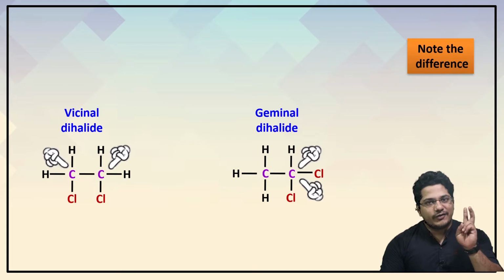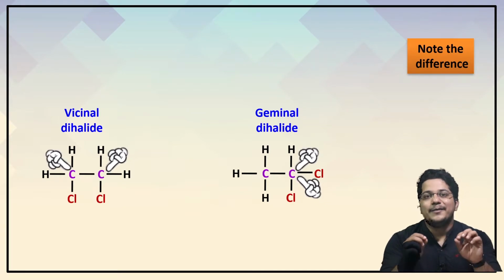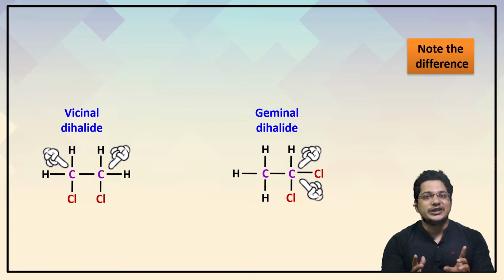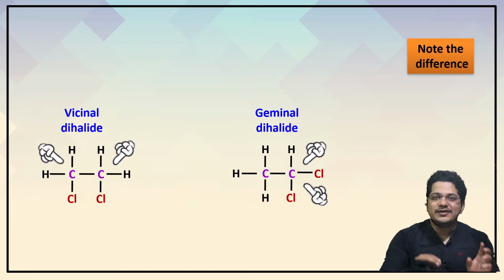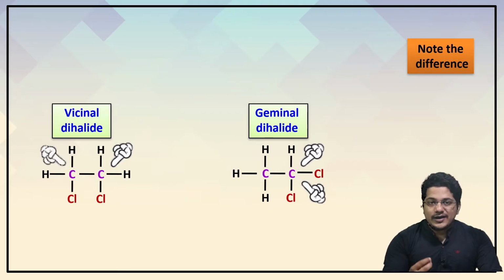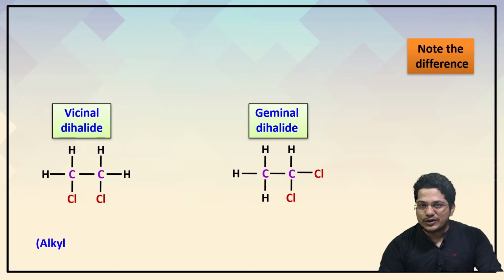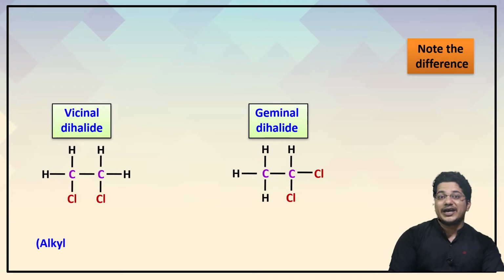Vicinal कब आएगा? When you have two halogen atoms attached on two different carbon atoms, लेकिन both the carbon atoms are adjacent to each other. And geminal कब आएगा? When you have two halogens attached on the same carbon atom. Moving further, how are vicinal dihalides named? Let's see. First of all, you would have alkyl, definitely in both the cases. In both the cases you would get dihalides.